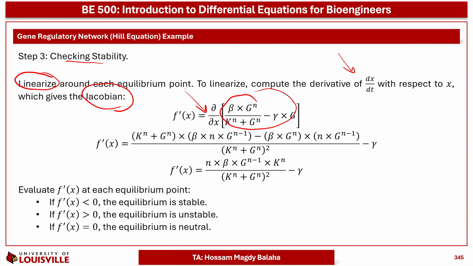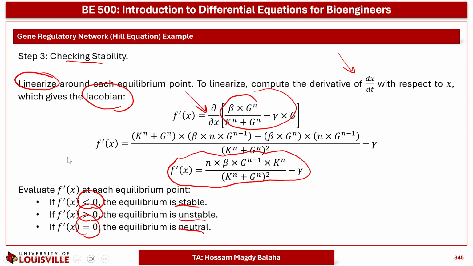You will apply the partial derivative with respect to x, or the variable in hand. Based on that, you will get an equation, and you are going to substitute the different equilibrium points you have, and based on the output or the sign, you are going to determine if it's stable, unstable, or neutral. If it's below 0, or negative, then it's stable. If it's above 0, or positive, it's unstable. If it's equal to 0, then it's neutral. So based on these three steps, we can handle any biological model or system and understand the behavior of that system.